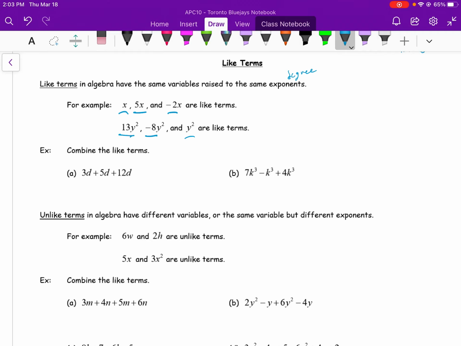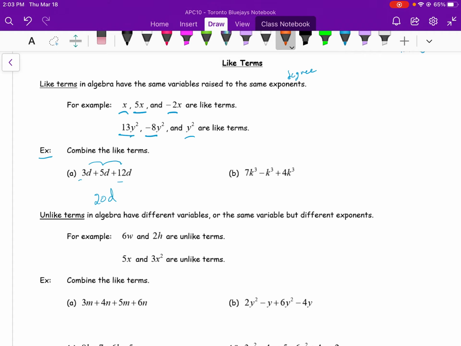Let's look at this example right here. 3d plus 5d plus 12d. We can combine these like terms by simply adding the coefficients. So 3 plus 5 is 8, plus 12 is 20. So if I have 3d's, 5d's, and 12d's, 3 plus 5 plus 12 is 20. So I have 20d's. Now I was only able to add them because they were like. They were the same variable raised to the same exponent.